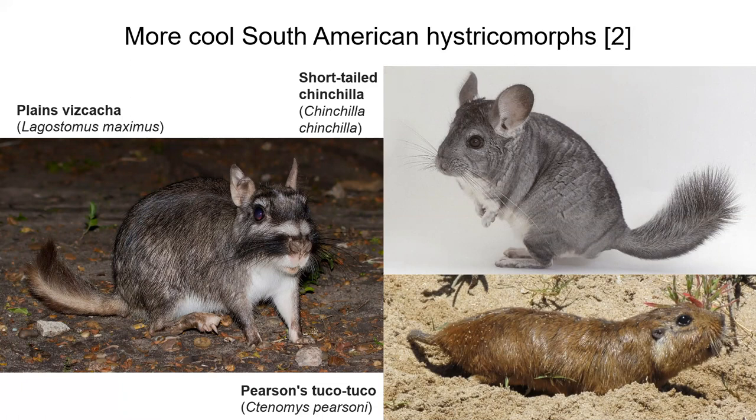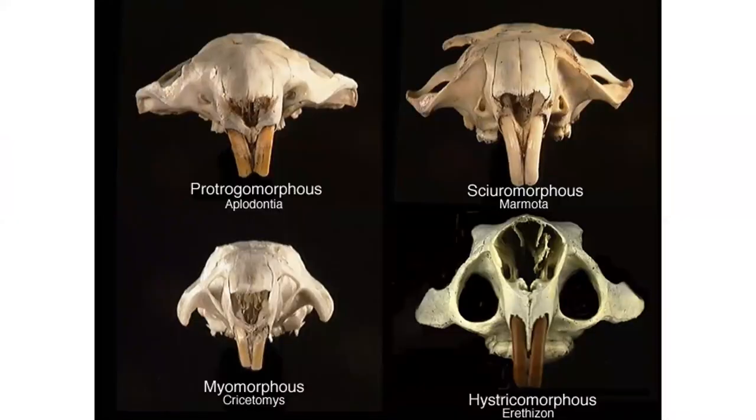I'm also very interested in this tuco-tuco in the bottom right, because it looks and acts like a pocket gopher, but it is completely unrelated. And that's something that I'll mention next week too, is just there are several examples of rodents adapting for a fossorial or digging underground lifestyle. All right, so now that we've talked about hystricomorphic, let's talk about myomorphic species.